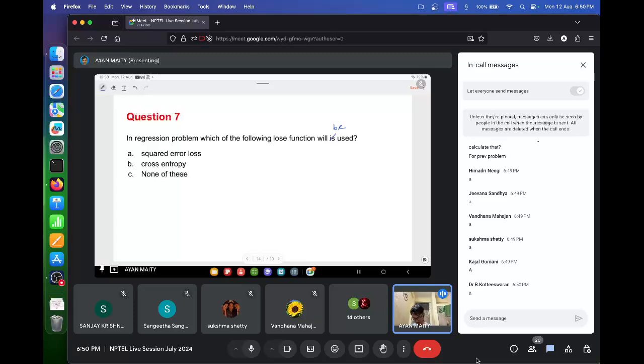Yes, so the correct answer is option A, squared error loss. For regression problems, we generally use squared error loss, and for classification problems we use cross entropy loss.